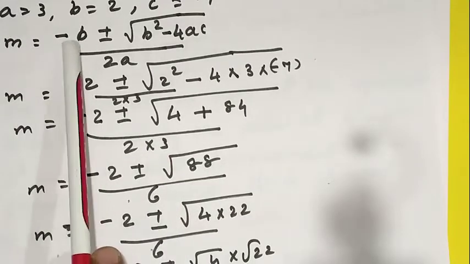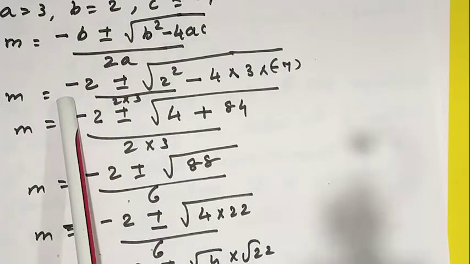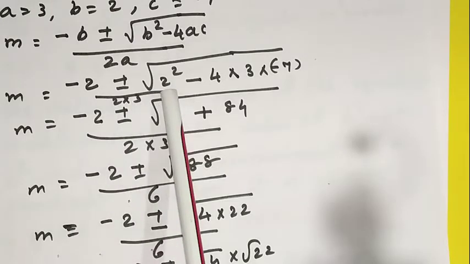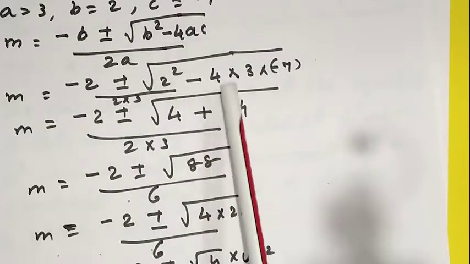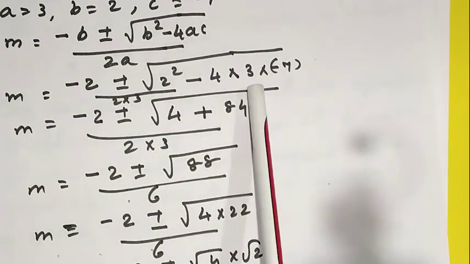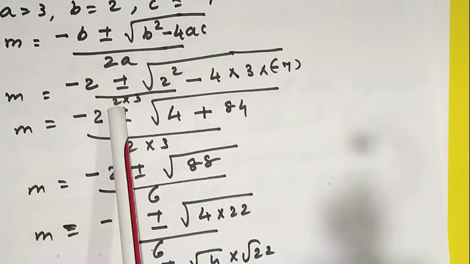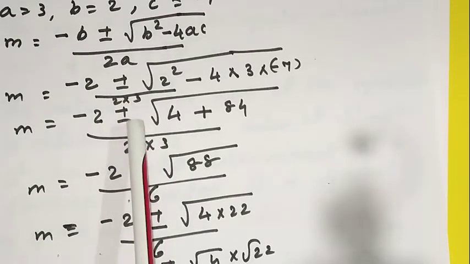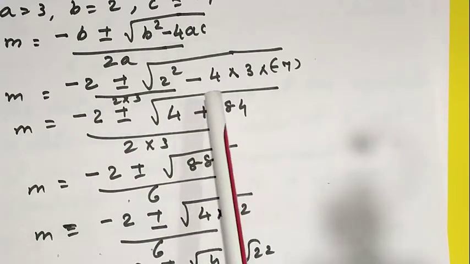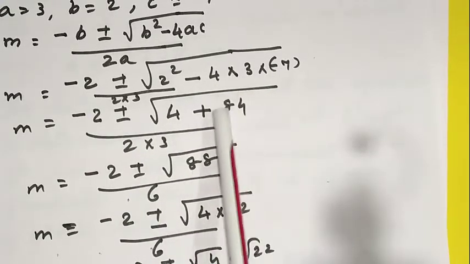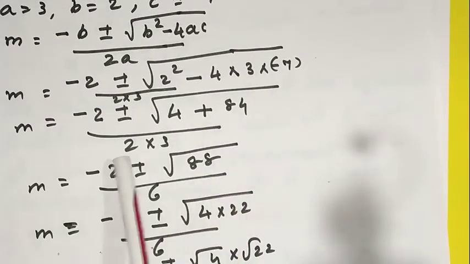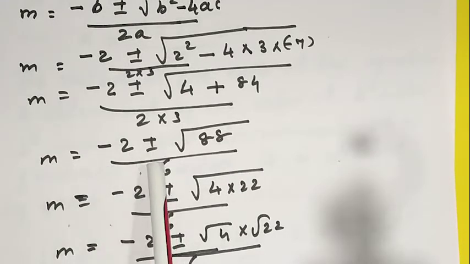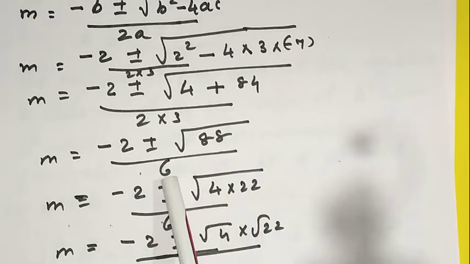Therefore, b is 2, so minus b means minus 2, plus or minus square root of b square, which is 2 square, minus 4 into a into c, 4 into 3 into minus 7, upon 2a, that means 2 into 3. Therefore, m is equal to minus 2 plus or minus square root of 4 minus into minus is plus, this product is 84, upon 2 into 3. Therefore, m is equal to minus 2 plus or minus square root of 88 upon 6.